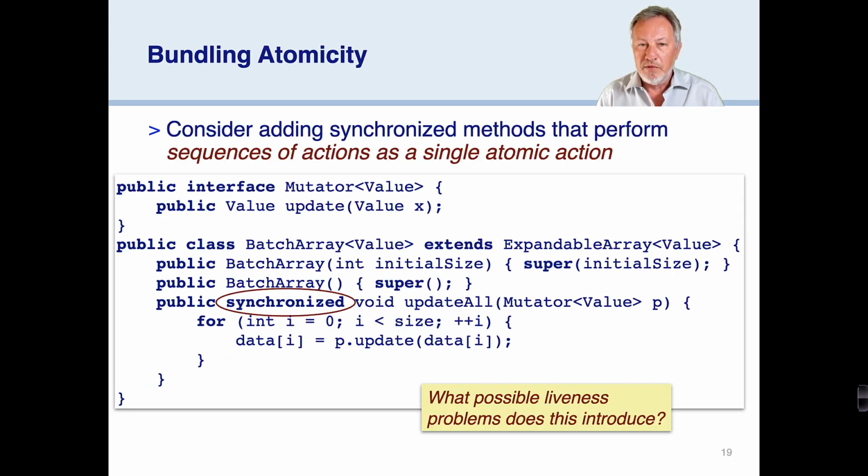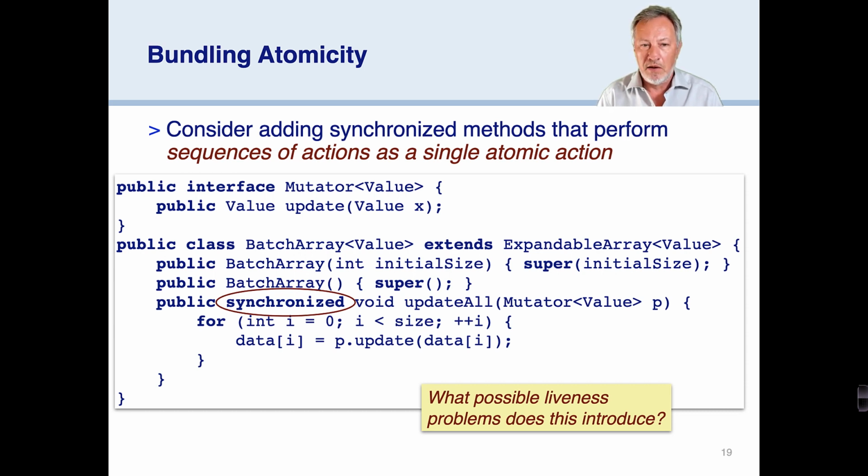Now consider with this array what happens if we want to have sequences of actions that we would like to consider as a single atomic action. For example, I have instances of my expandable array, and I would like to update all of the values of the array to be a particular value. Now, if I have multiple threads trying to do the same thing, I only want these threads to perform these actions as a unit, as an atomic action.